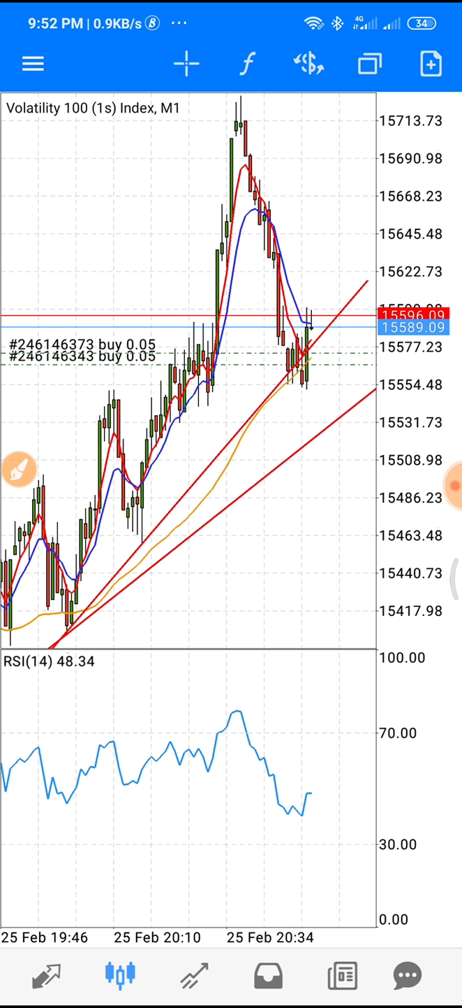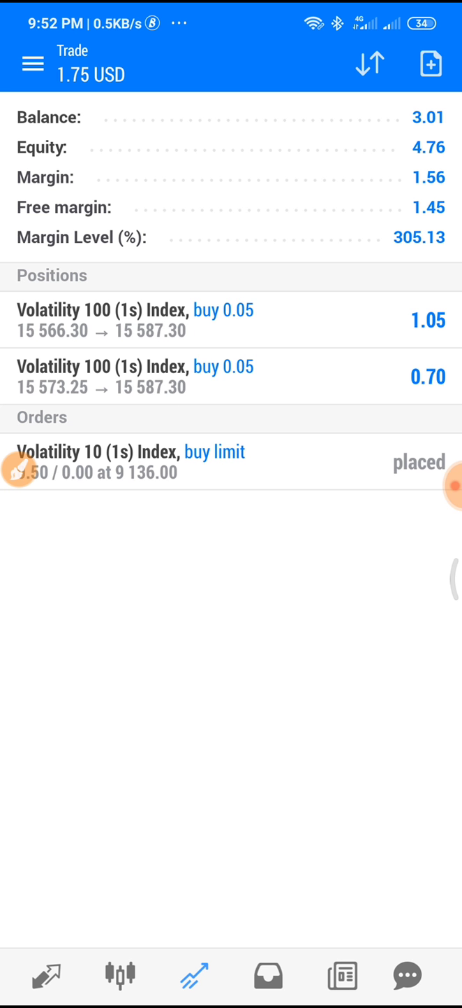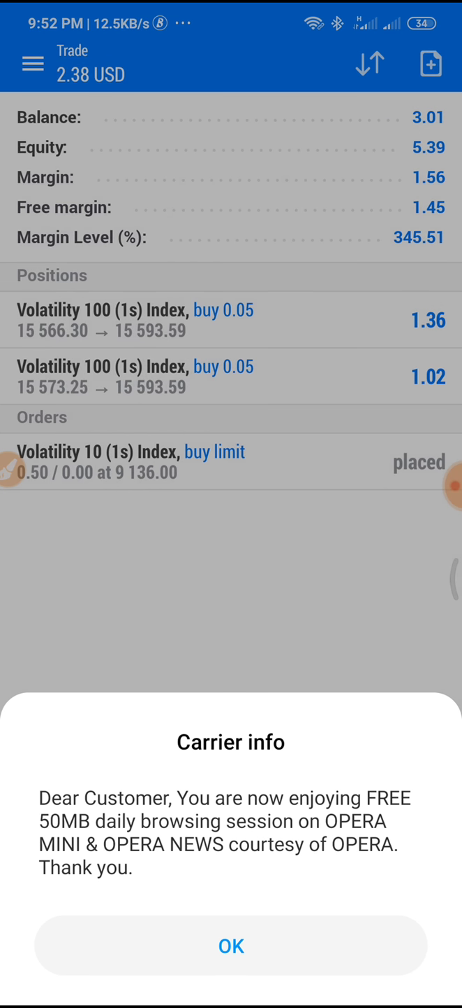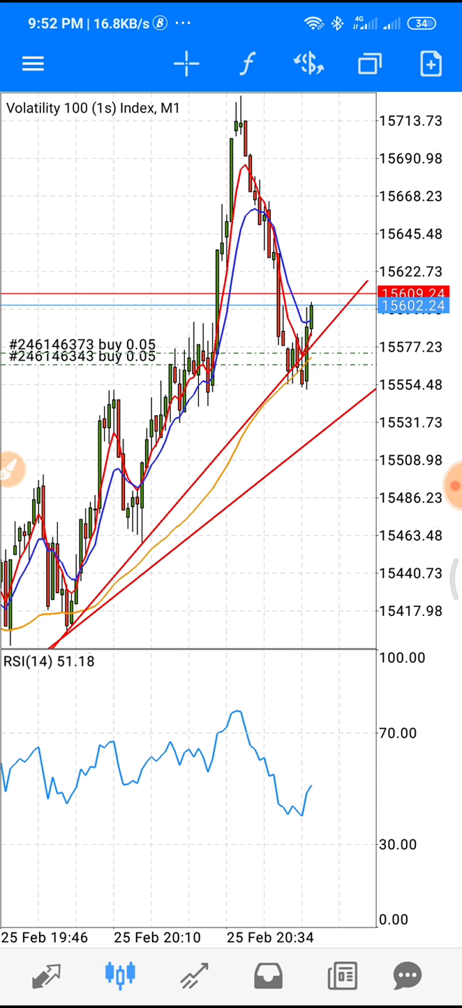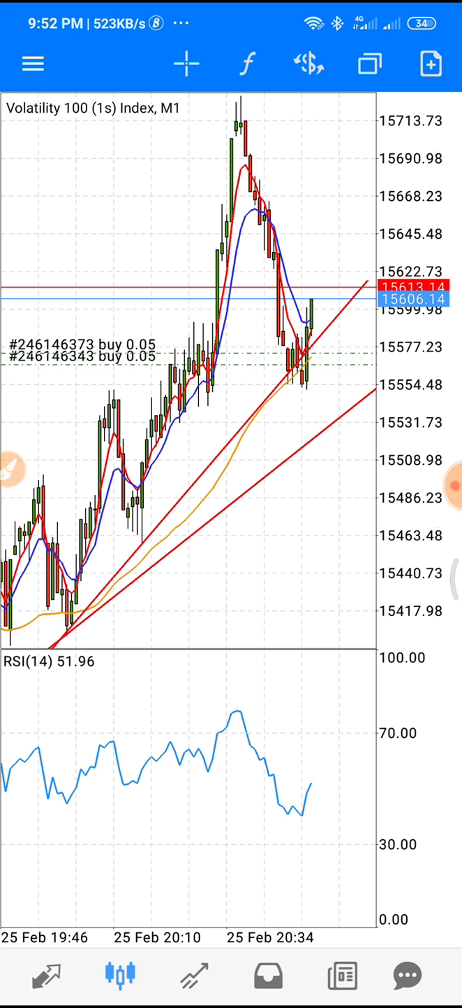But right now, this is a $3 account, so that's why I'm not able to use very big lot size. It's a real account also, so that's how the strategy is.